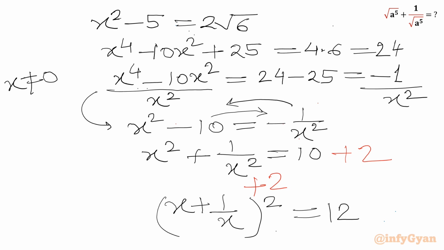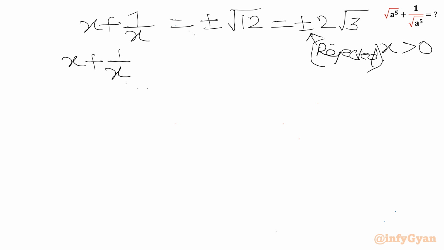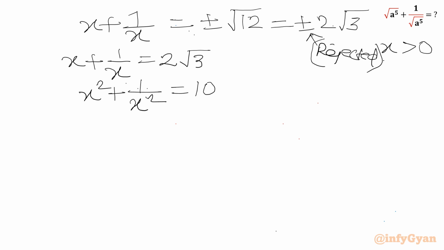Now I will take square root both sides. So x plus 1 over x, this value will become plus minus root 12, which is equal to plus minus 2 root 3. Now x is positive, so x plus 1 over x will be positive only. So we will reject this minus. Rejected. So we will write here x plus 1 over x equal to 2 square root 3. And we have x square plus 1 over x square, already known equation, it is equal to 10.